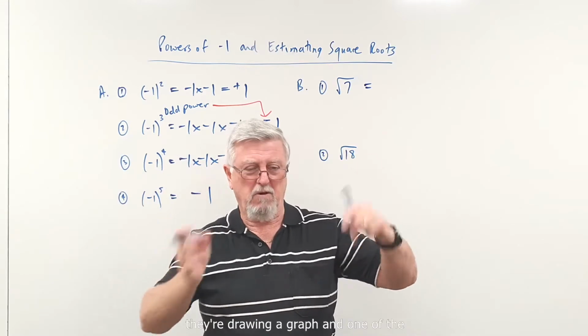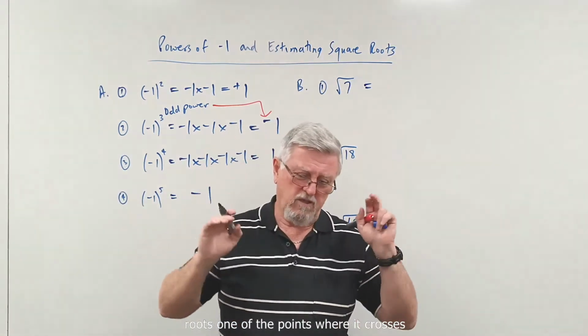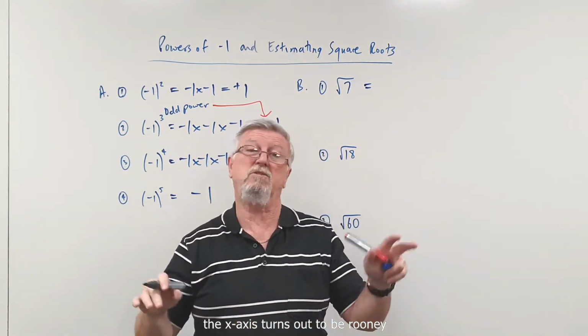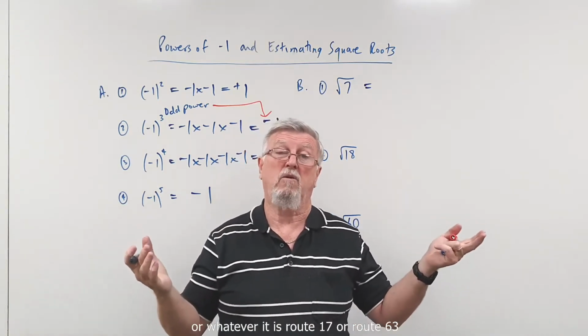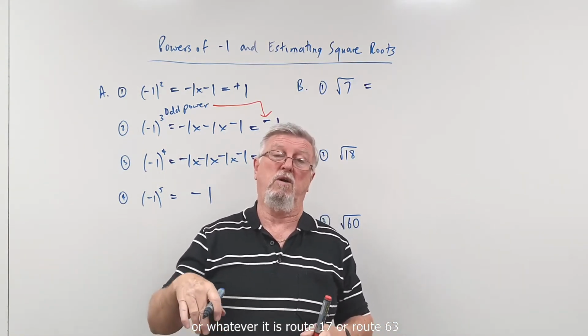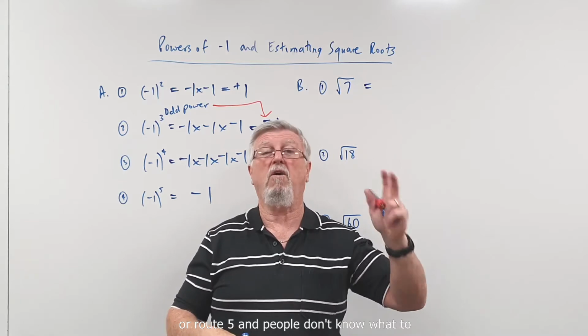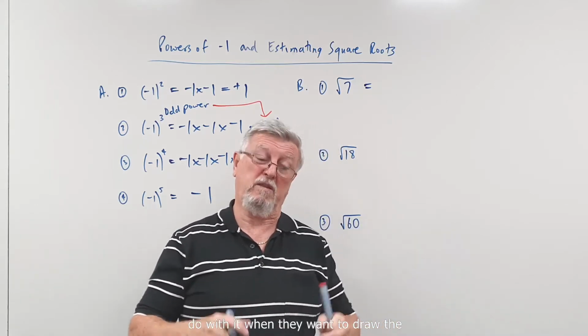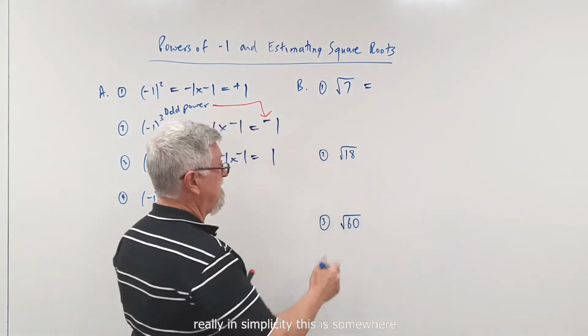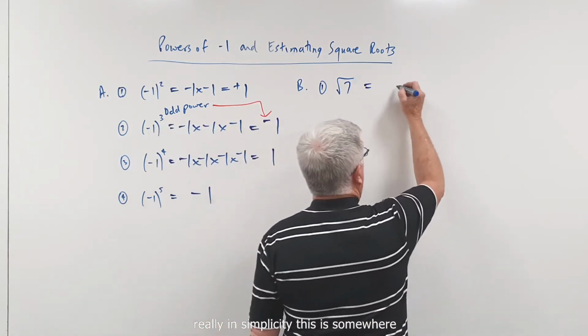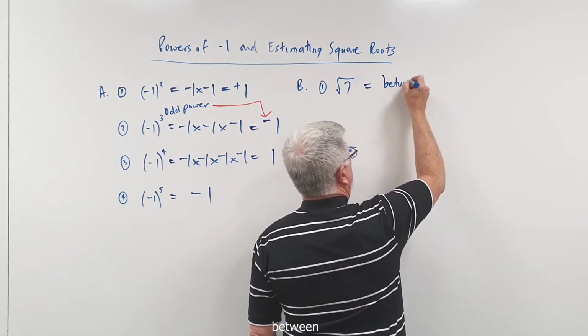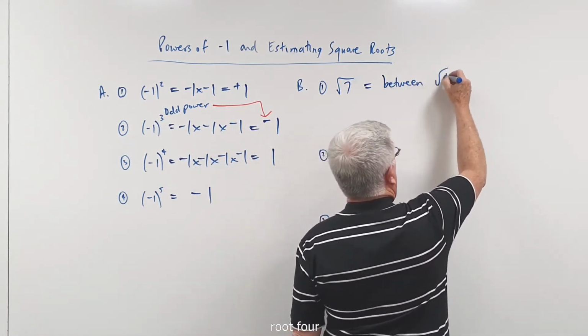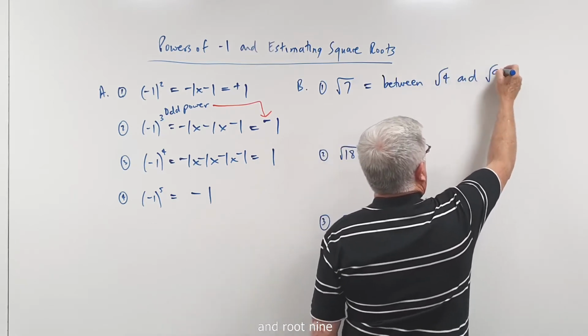For example, they're drawing a graph and one of the points where it crosses the x-axis turns out to be root 18. Or whatever it is, root 17 or root 63 or root 5, and people don't know what to do with it when they want to draw the graph. Really, in simplicity, this is somewhere between root 4 and root 9.